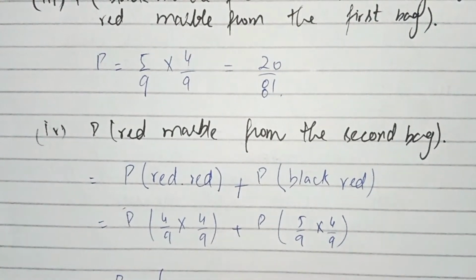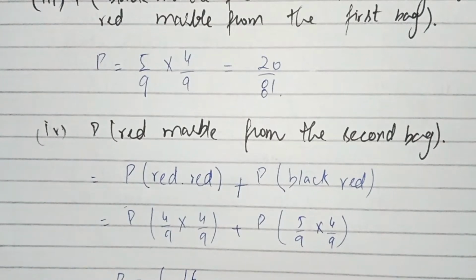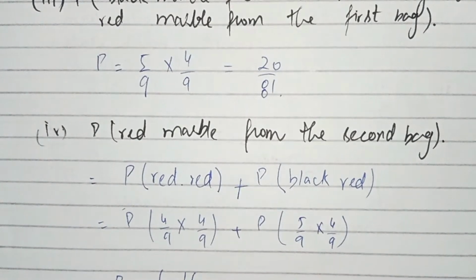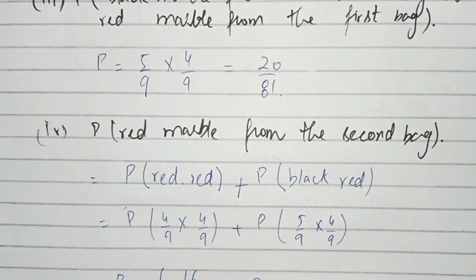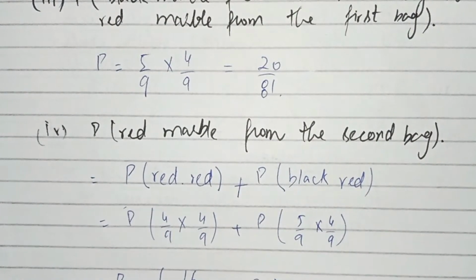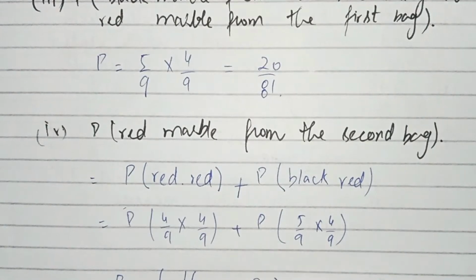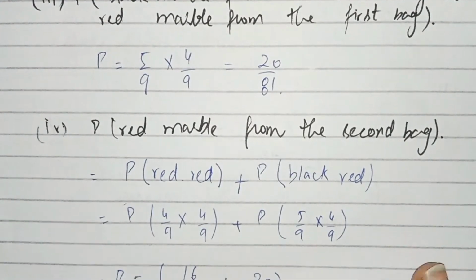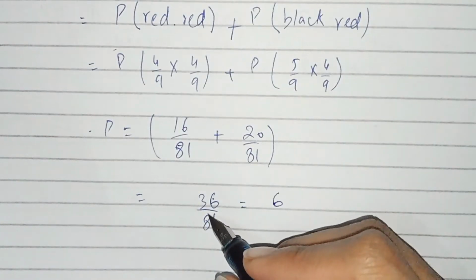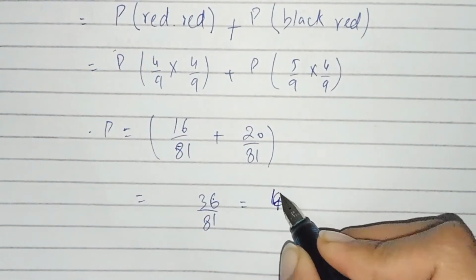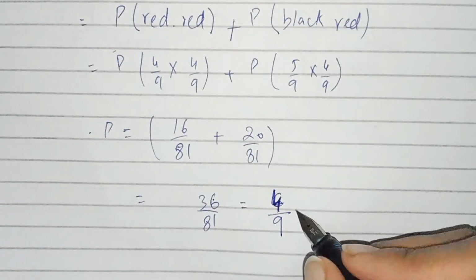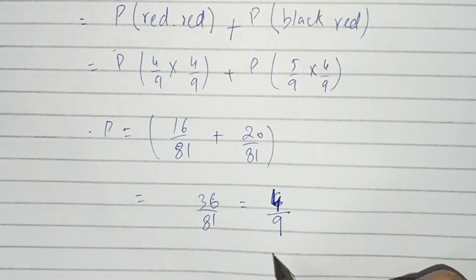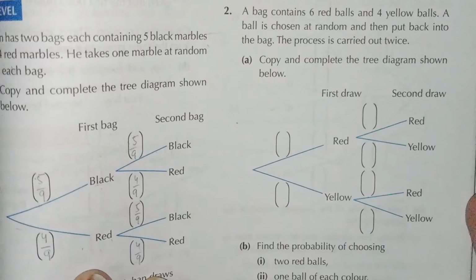Probability is equal to 4 times 16 over 81 plus 20 over 81, and we get 36 over 81. It comes in the table of 9: 4 times 9 is 36 and 9 times 9 is 81. By simplifying it, we get 4 over 9, and this is the probability. And now students, question number 1 is solved.